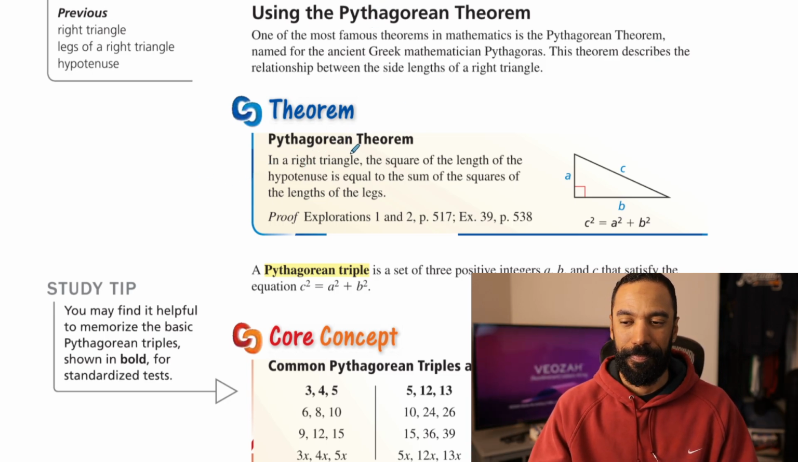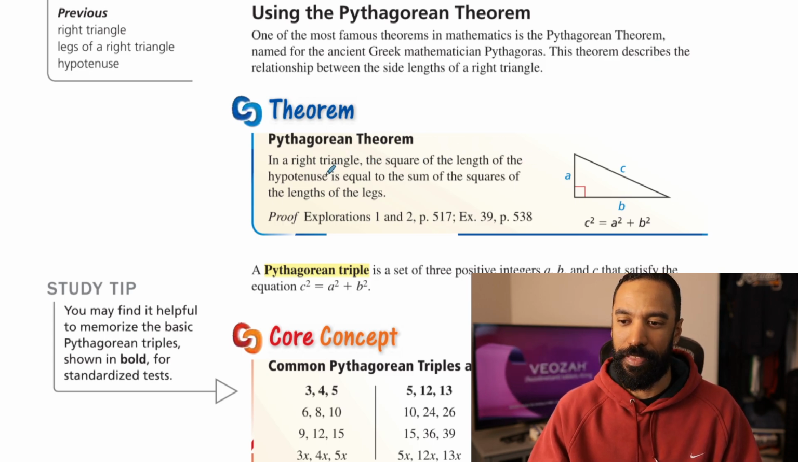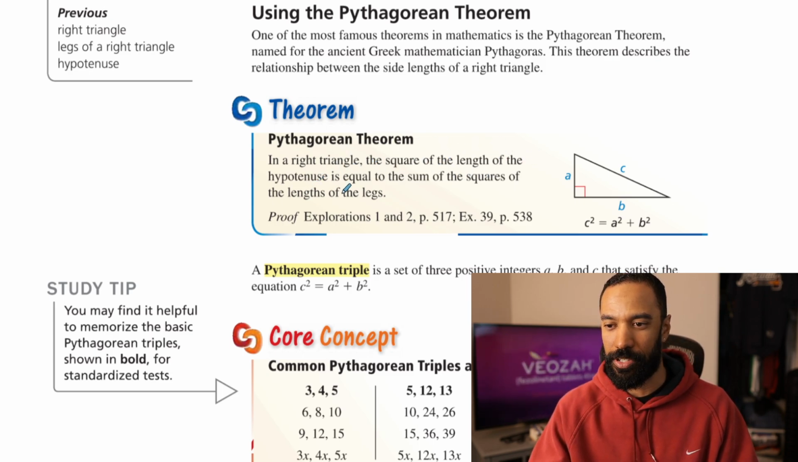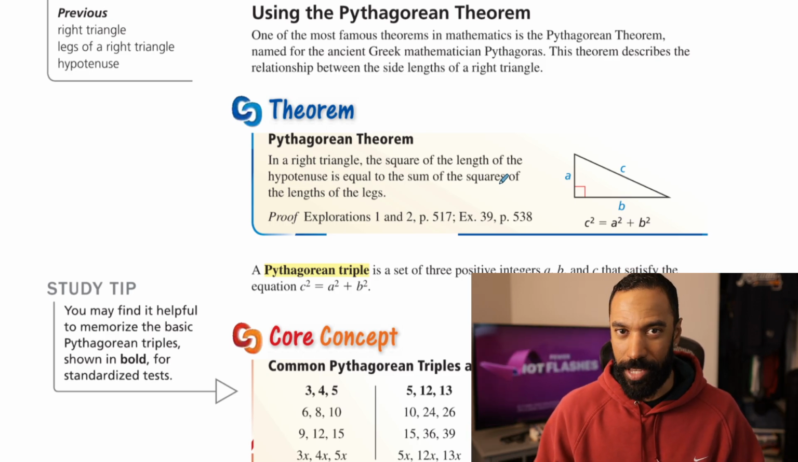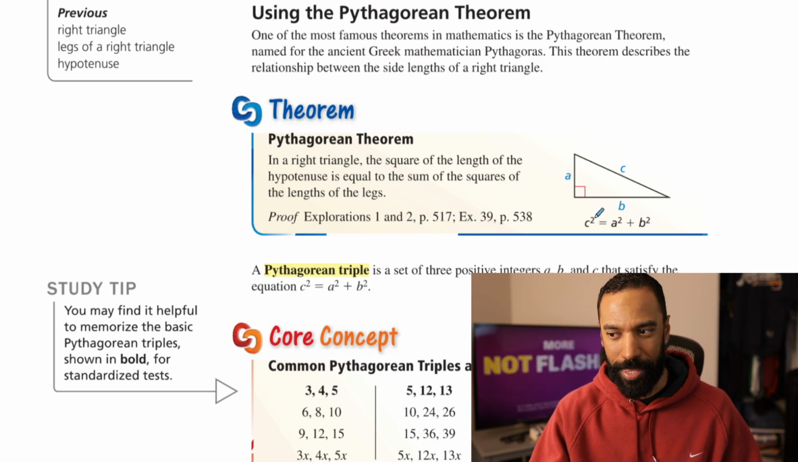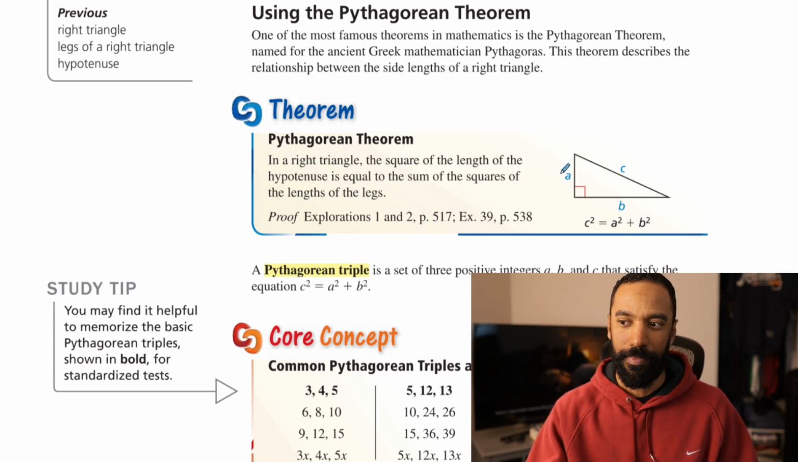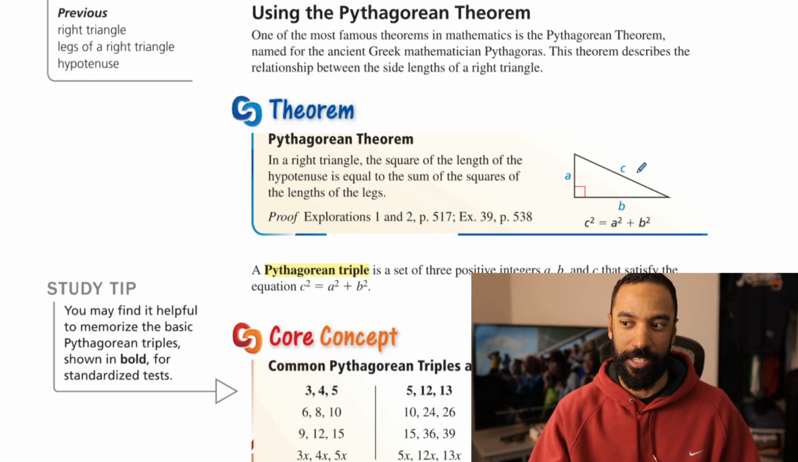Pythagorean Theorem: in a right triangle, the square of the length of the hypotenuse is equal to the sum of the squares of the lengths of the legs. That says a lot. The way that we say it is a squared plus b squared equals c squared, or the way that they say it, c squared equals a squared plus b squared. A and b are your two leg lengths, and c is your hypotenuse.